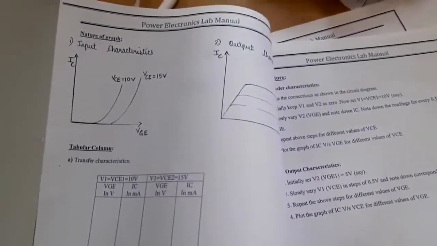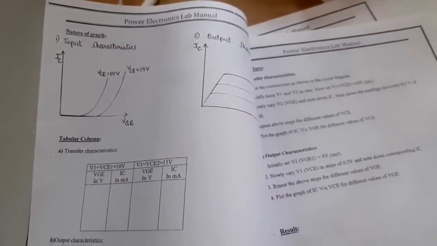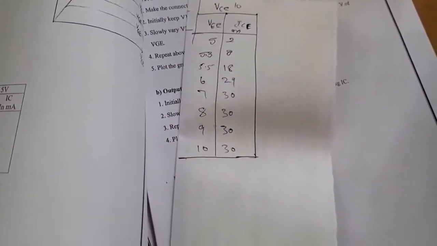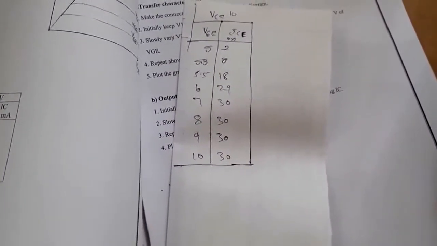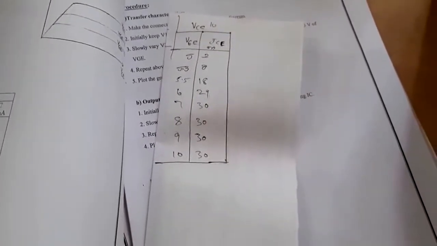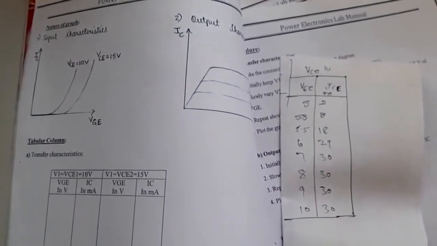Now just looking at the graph back in the diagram, the nature of the graph will be something like this. You are seeing setting VCE to 10 volts, varying the VGE. Please show the readings. Just look at the readings. So we have at 5 volts it is 2 milli, 5.3 8 milli, 5.5 18 milli, 6 29 milli, 7 30 milli, and after that it's getting saturated. Okay, so the saturation readings are not plotted. That linear increase is only plotted over the graph that we have seen as a part of the input characteristics.